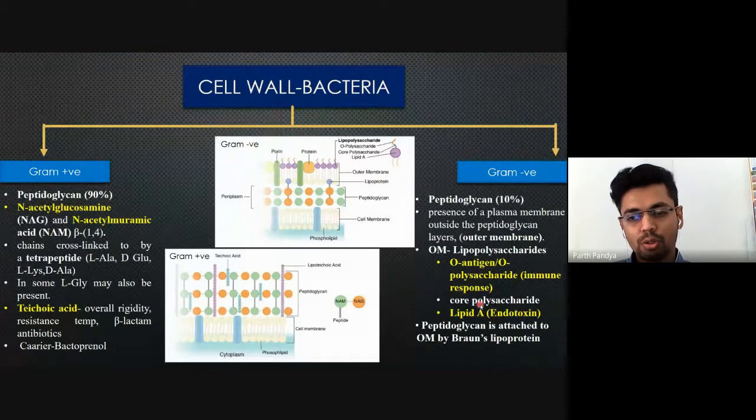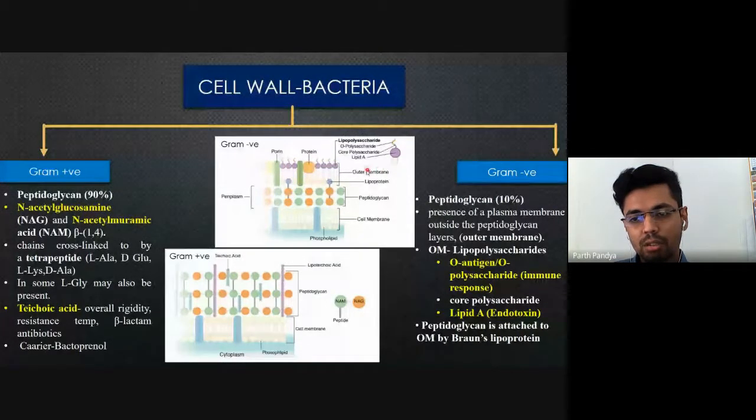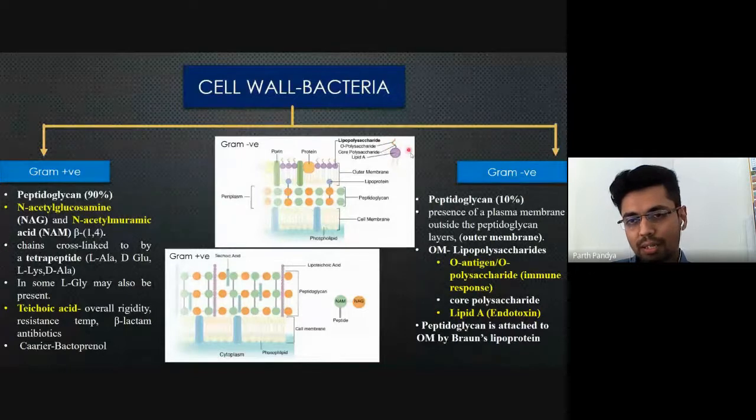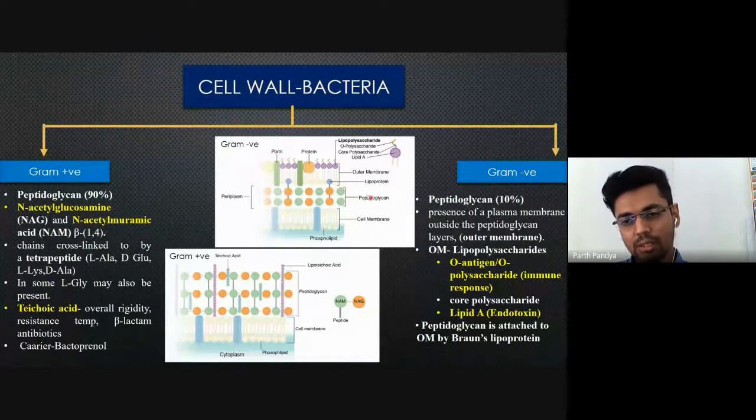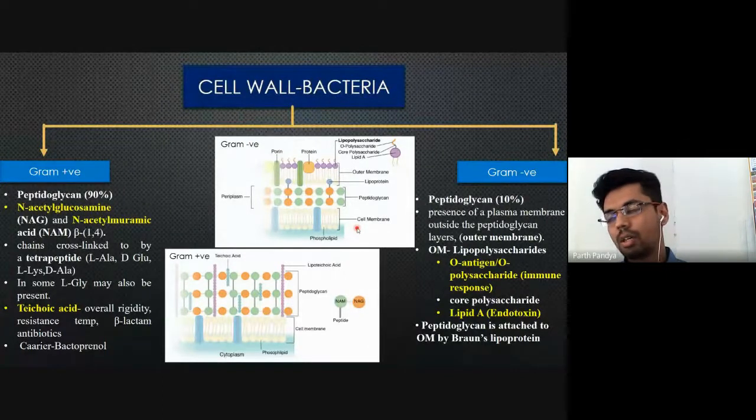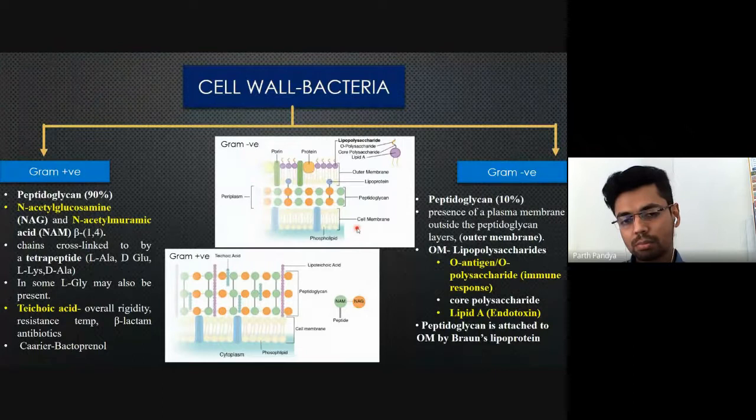Over here, the peptidoglycan is attached by Braun's lipoprotein, which is present in the outer membrane. So in a typical gram-negative bacterium, we have the outer membrane with a lipopolysaccharide having three parts: the O polysaccharide, the core polysaccharide, and the lipid A portion. Just beneath that, we have the peptidoglycan, and then the cell membrane comes. This is how we can compare gram-negative and gram-positive bacteria.